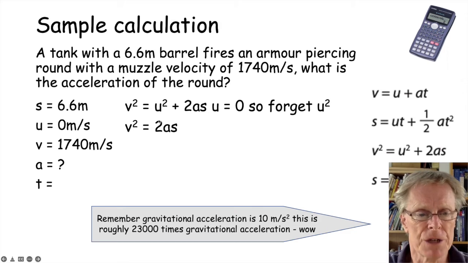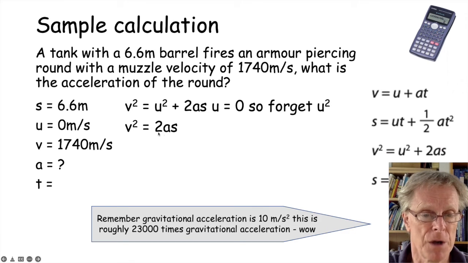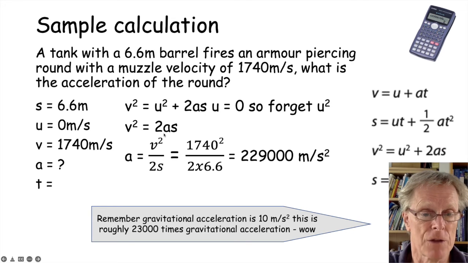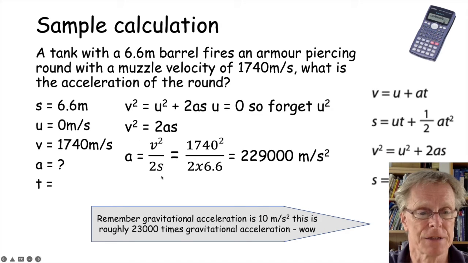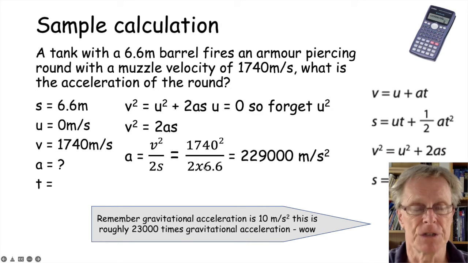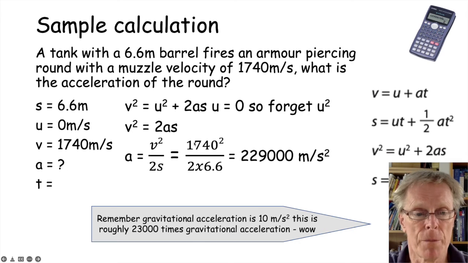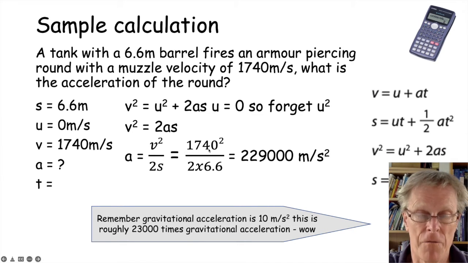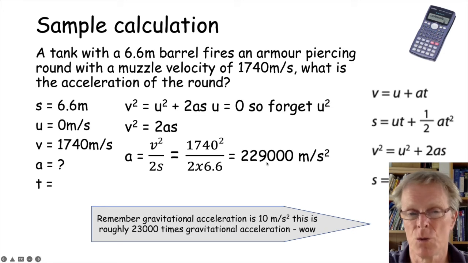So we've got to rearrange this equation. To do that, we just divide both sides by 2S. That will cancel out, and that leaves A equals V squared over 2S. And we know the distance is 6.6. So we put all the numbers in. The velocity is very, very high, so we are going to get a very big number. And sure enough, we do: 229,000 metres per second squared.